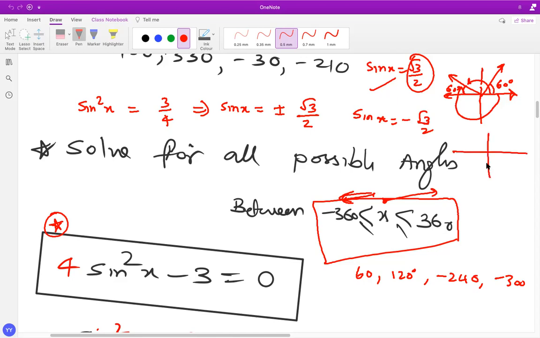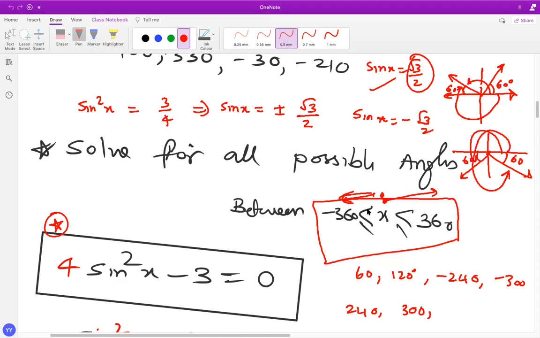So now once again, my angle can be in the third or fourth quadrant. Base angle is still 60. So now the angles from 0 to 360 you're going to get are 240 and 300. So 240 is this angle and 300 is this angle.